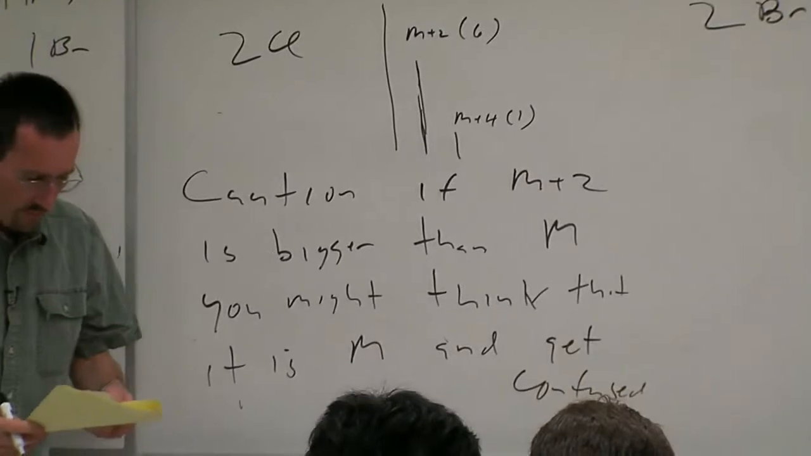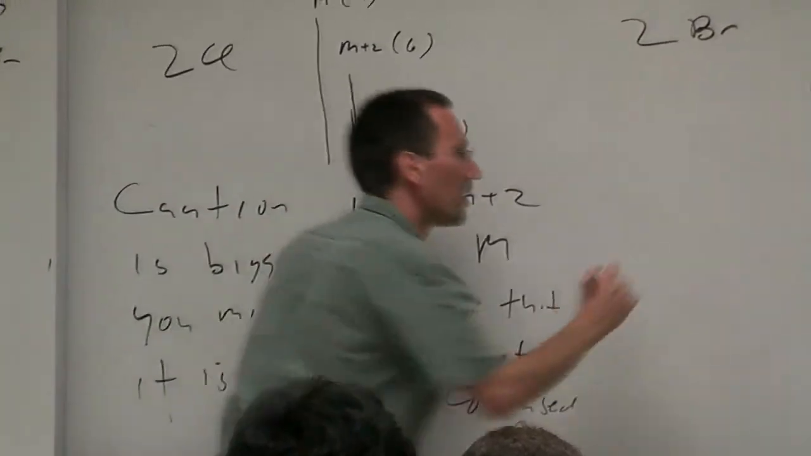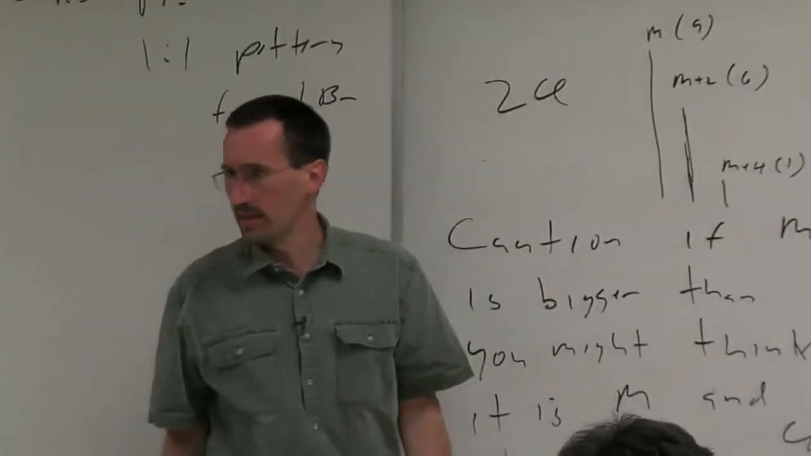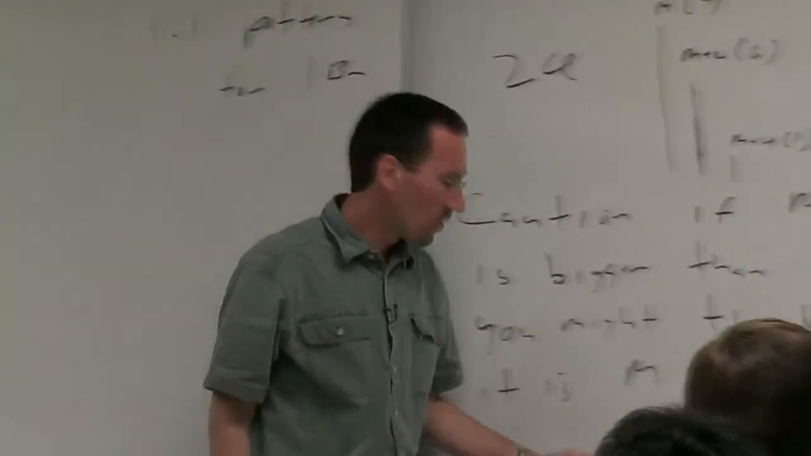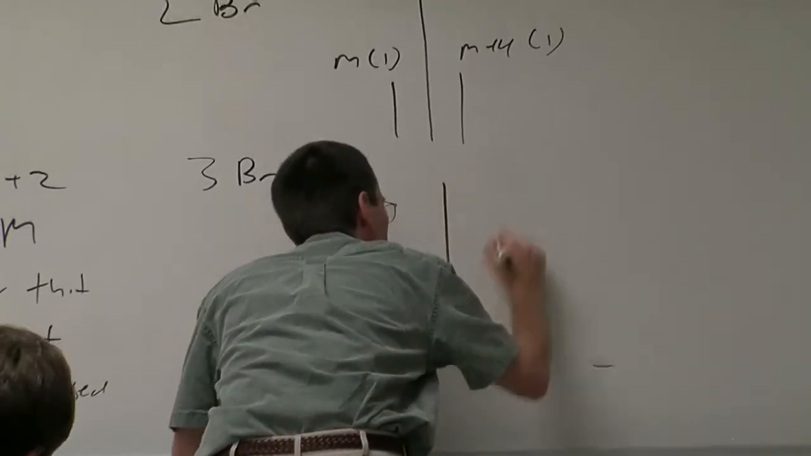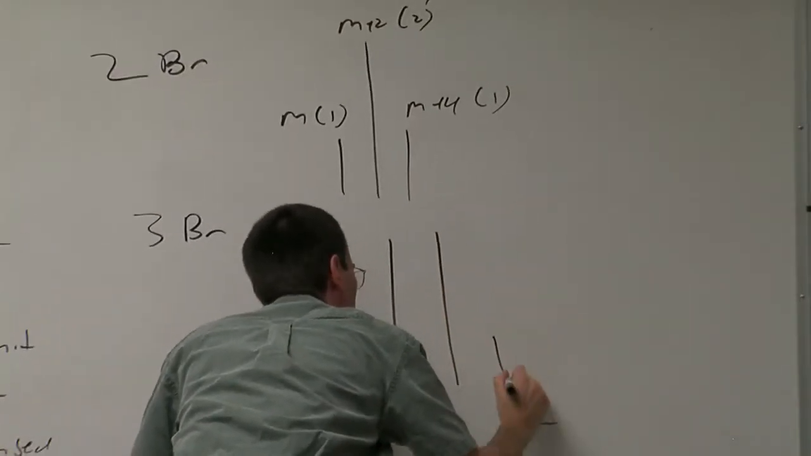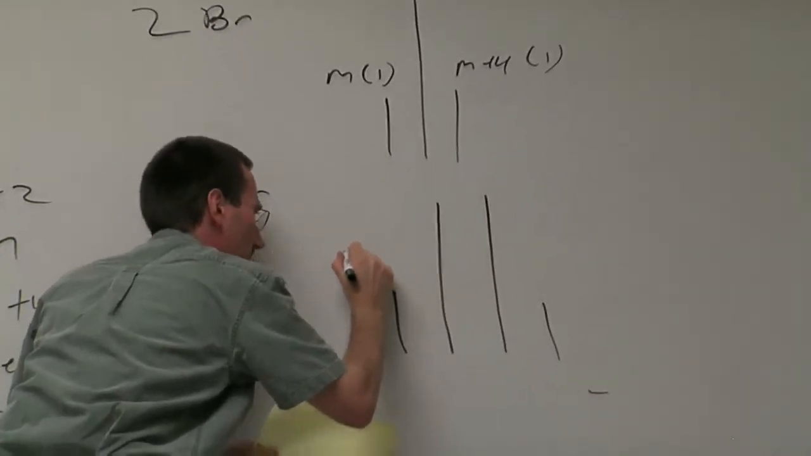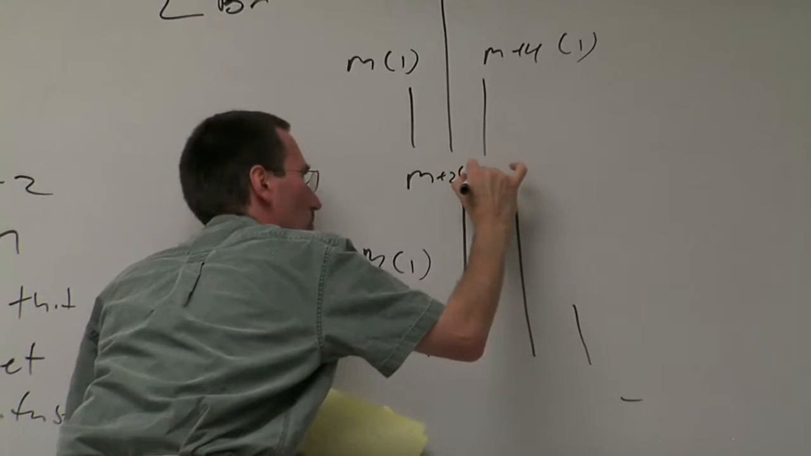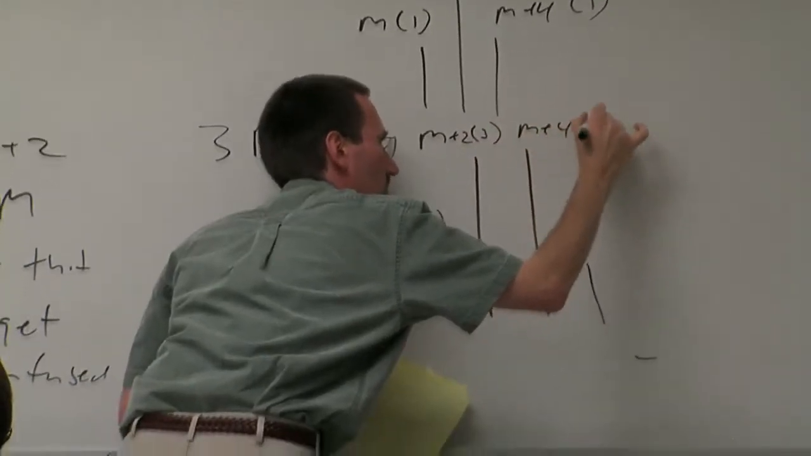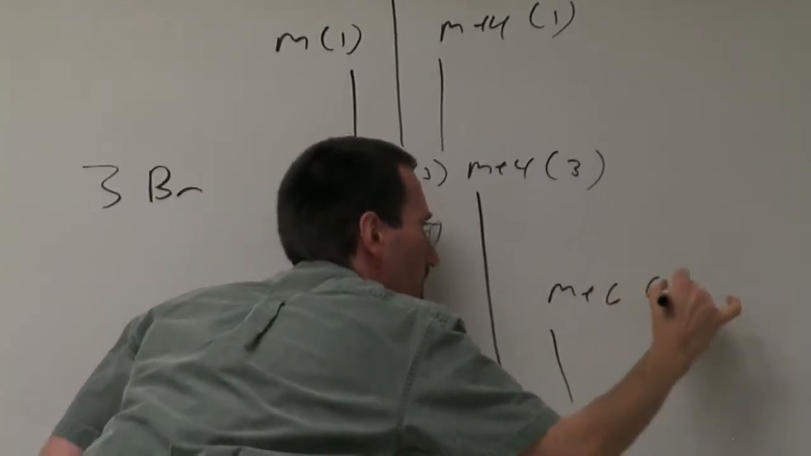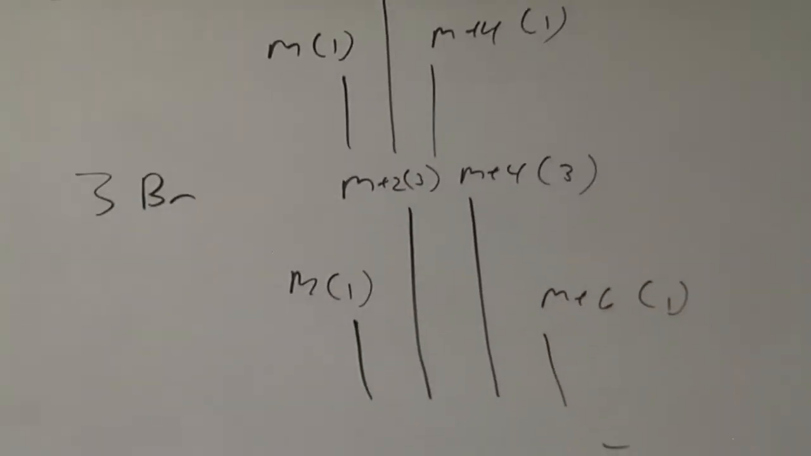And I'll just show you one more pattern. 3 bromines would be a good example where you might look at this and say, oh my goodness, what do I have here? If you have 3 bromines in roughly a 1 to 3 to 3 to 1 ratio, you'll see M, M plus 2, M plus 4, and M plus 6.